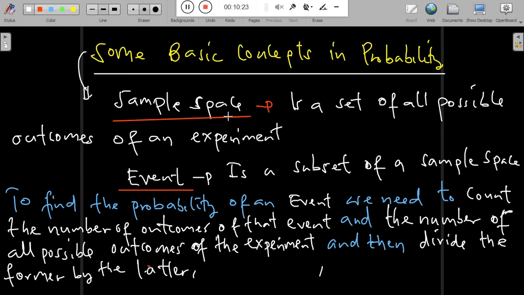Some of the basic concepts in probability include the sample space and the event. The sample space is the set of all possible outcomes of an experiment. An event is a subset of the sample space. To find the probability of an event, we count the number of outcomes of that event and the number of all possible outcomes of the experiment, and then divide the former by the latter.